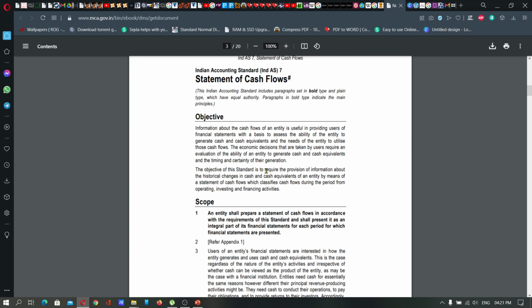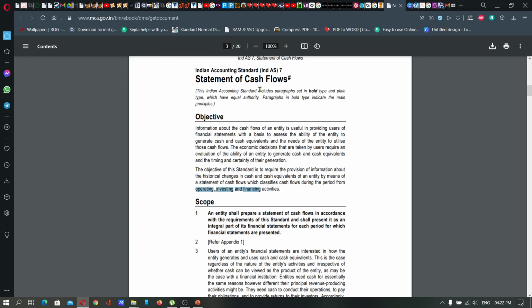So, the objective of this standard is to require the provision of information about the historical changes in cash and cash equivalents of an entity by means of a statement of cash flows which classifies cash flows during the period from operating, investing and financing activity. You will learn about this area, how the cash flow of a concern can be identified. For the purpose of studying in detail what is the position of cash flow, from what all sources cash has been collected by the company, or for what all areas the cash has been spent by the company. That is a very relevant area, and usually the analysis of operating, investing and financing areas will give a clear-cut idea about what is the flow of cash within the business.